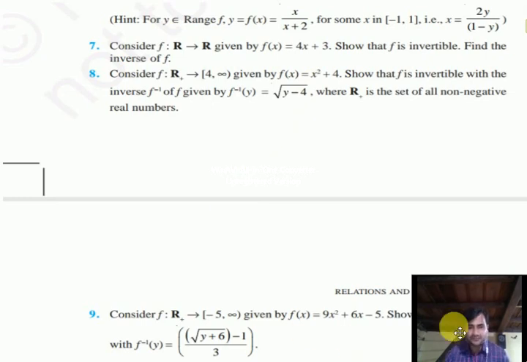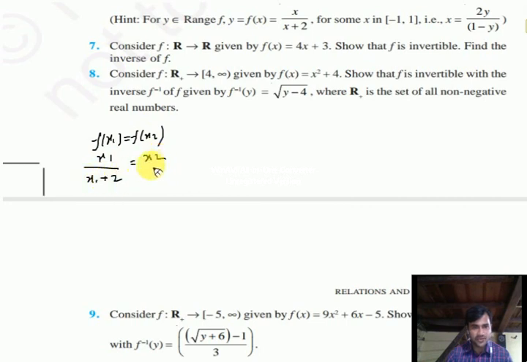Then we have 9x square plus 6x minus 5. Again the same procedure I have explained for quadratic equation, but I will consider this particular problem of x divided by x plus 2. So briefly I will explain that problem. To prove it as a one-one function, we need to assume f of x1 is equals to f of x2. Then it will be x1 divided by x1 plus 2 is equals to x2 divided by x2 plus 2.